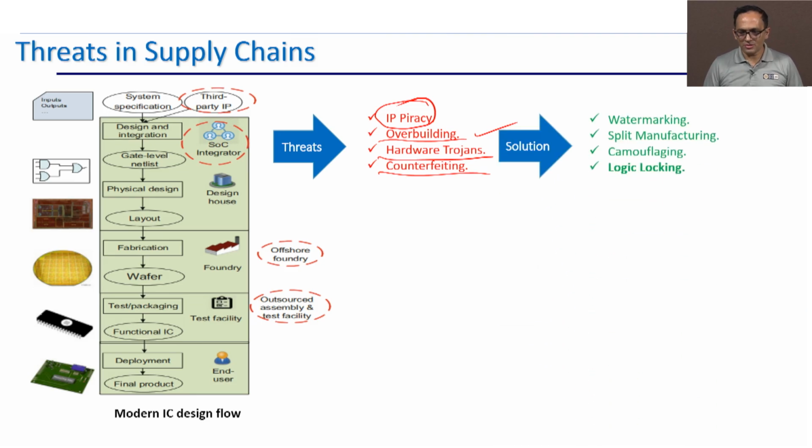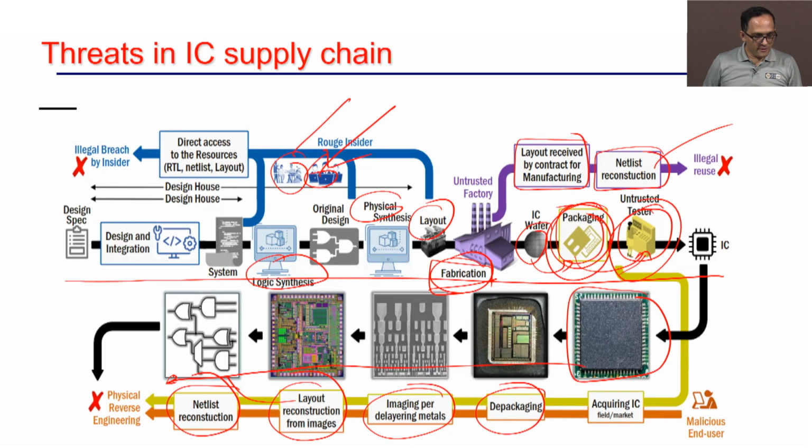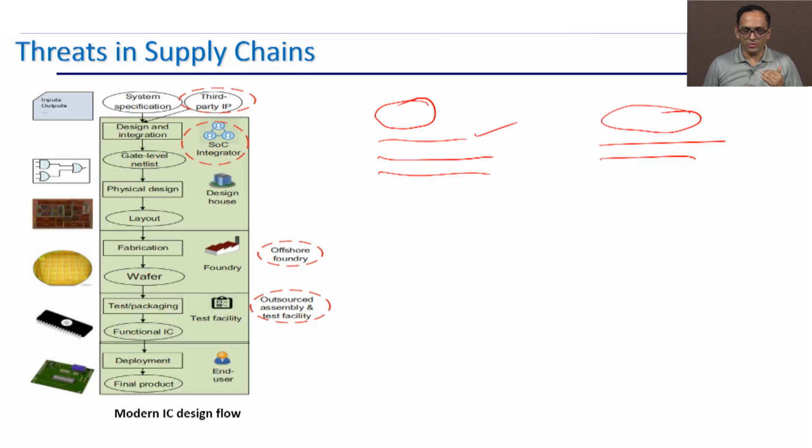So, what are the solutions? There are many solutions proposed by researchers. What is watermarking? You make sure that you have some unique stamp in your design. You do split manufacturing: you do not give the entire chip to one vendor, you give some part here, some part to another vendor and then combine. Or you can camouflage. So, once you do this, in netlist reconstruction everything looks the same, right. You will not be able to distinguish between what is an AND gate and what is an OR gate in this layout, right. So, this is called camouflaging.